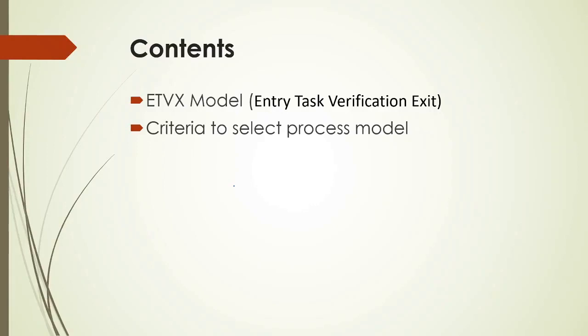In the previous topic we studied the spiral model, which is also a very important process model for analyzing the risk factors involved in a software project. In today's topic we are going to see the ETVX model, that is entry, task, verification or validation, exit, and then we are going to see criteria to select a process model. So let us see what this entry task verification exit model is.